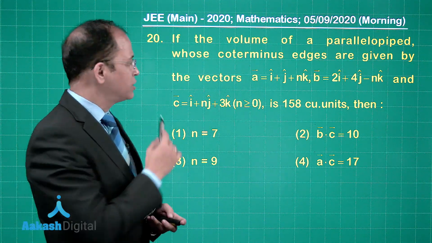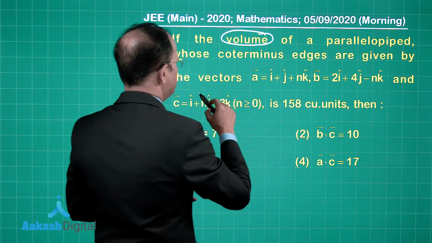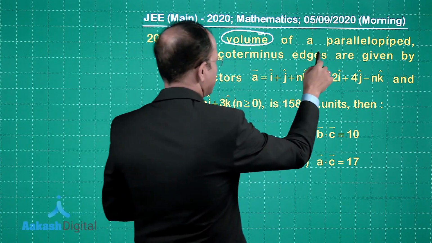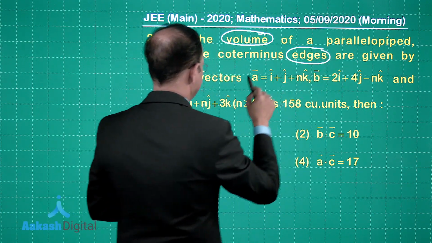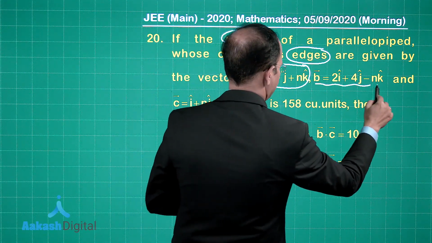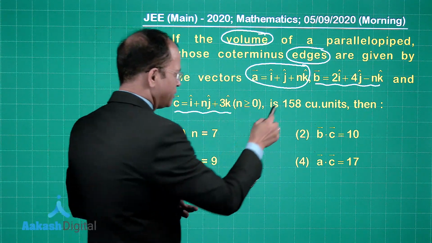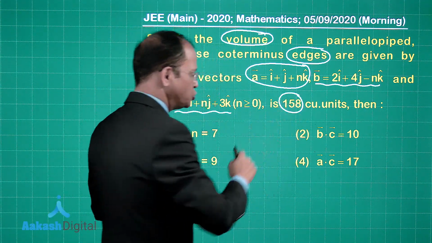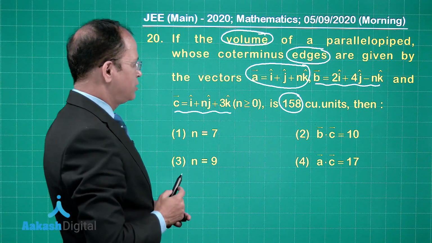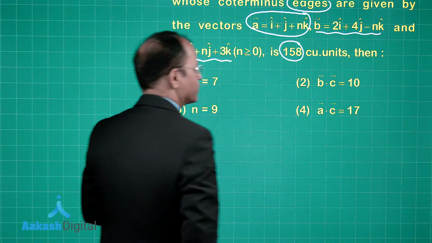Now let's talk about this problem. If the volume of the parallelepiped whose coterminous edges are given by vector A, then we have vector B, right? Then we have vector C here. And it is nothing but 158 cubic units that has been given. So very common formula we have for the same.